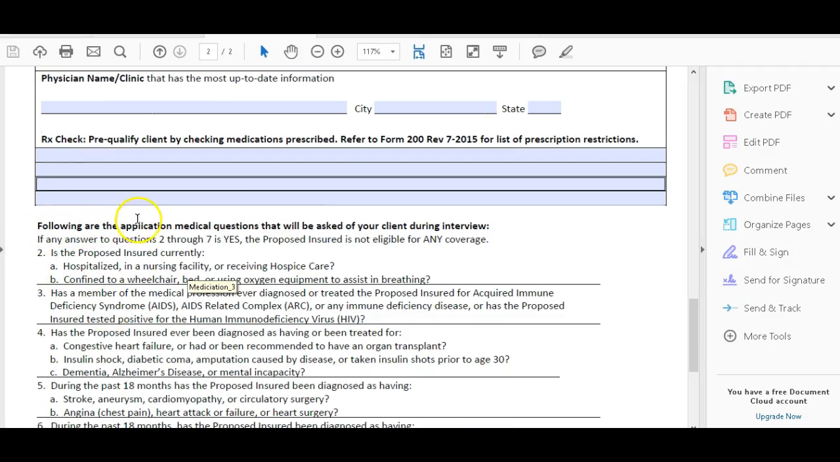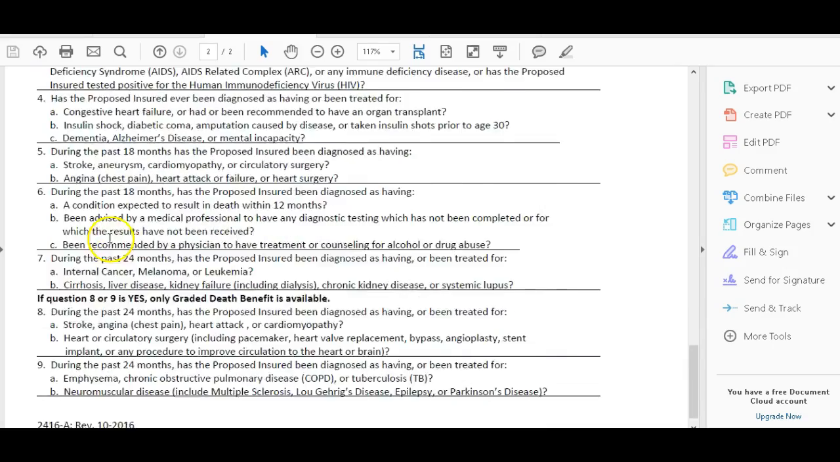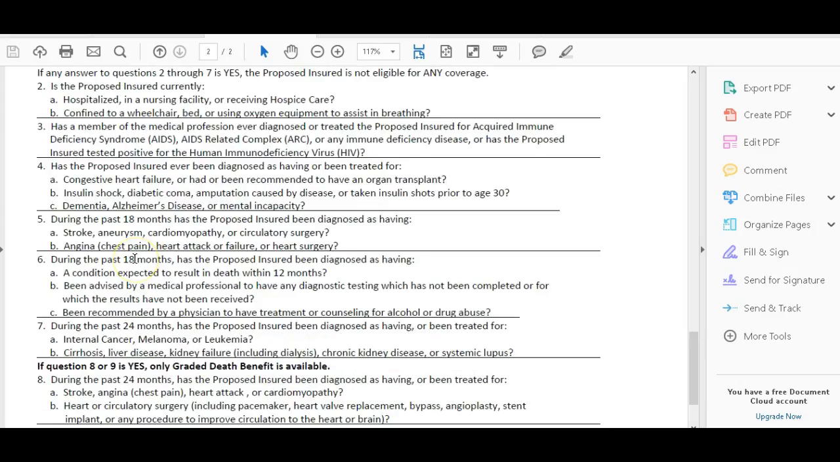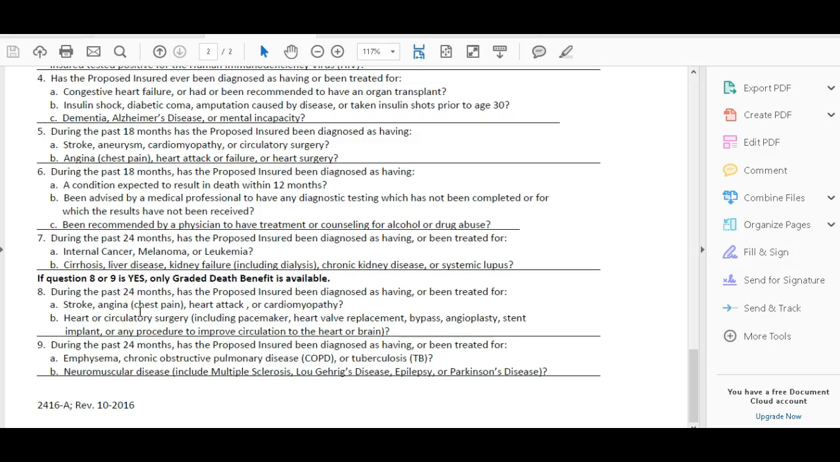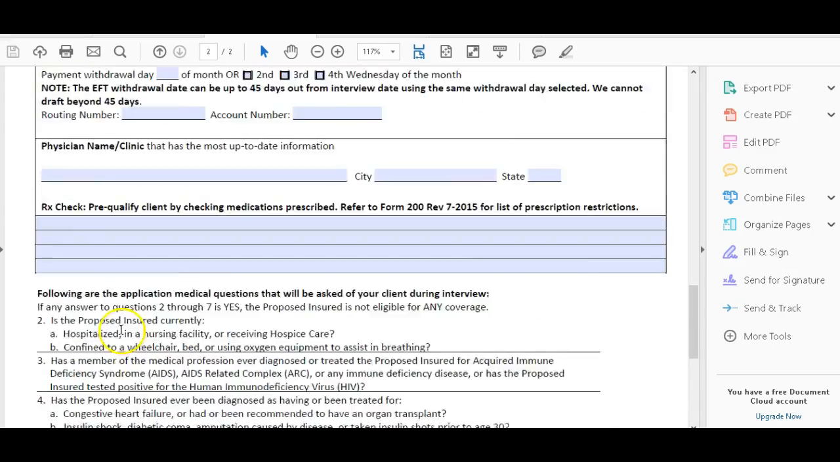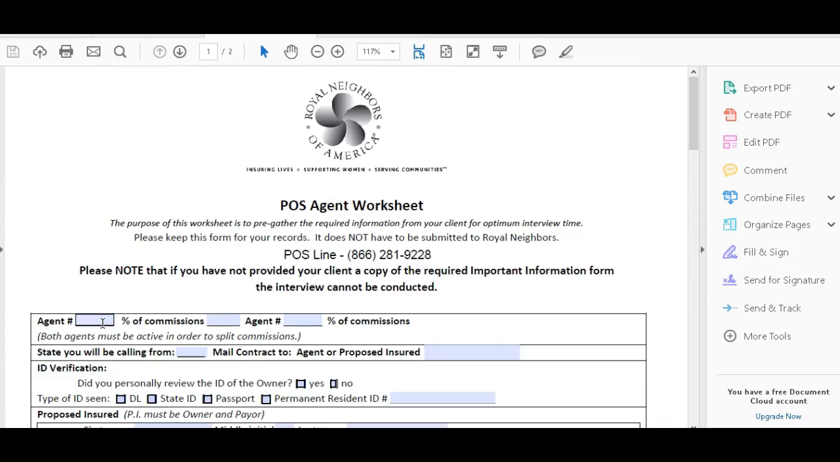Now, following are the application medical questions that will be asked of your client during the interview. Okay. If any answer to the question 2 through 7 is yes, the proposed insured is not eligible for any coverage. So you ask these questions. Hopefully they're all no. Okay. All right. So now this next part, if questions 8 through 9 is yes, only graded death benefit is available. Okay. And that's it. It's a very simple application. All right. So it's basically a 2-pager.